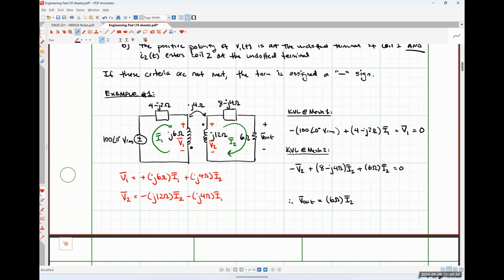6 ohms times I2. So we've got everything set up, and now we would just let the computer take care of all the math for us. So this one is a fairly easy one. And as it turns out, possibly later today, but definitely by the end of class on Wednesday, we will have developed a method that we could solve this system without the use of a computer. Okay. So now let's look at something a little bit more difficult.